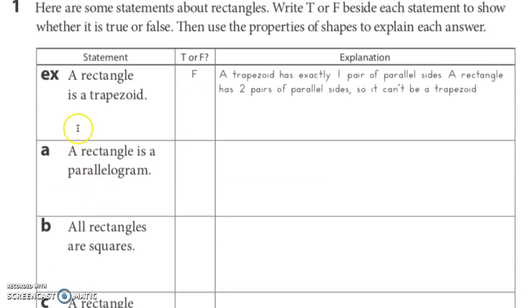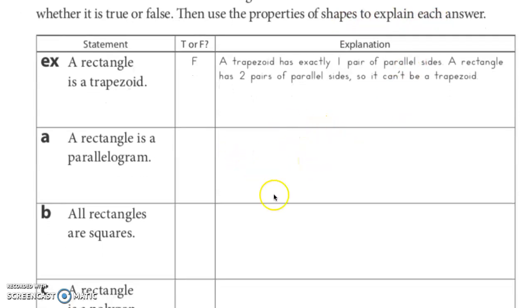If one of those statements is false, then you need to make sure that you explain why that is false in the explanation on the right-hand side. Make sure that you use the properties of the shape to explain each answer. So even if it is true, you are still going to use the properties of that shape to explain the answer. Please make sure to identify as many properties as possible in your explanation on the right.